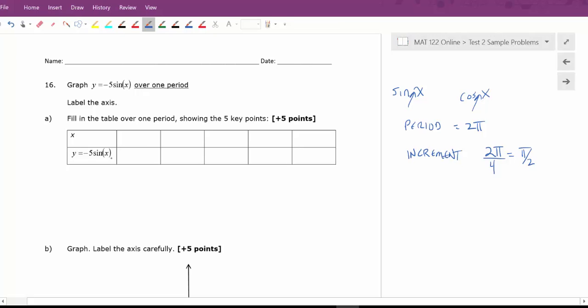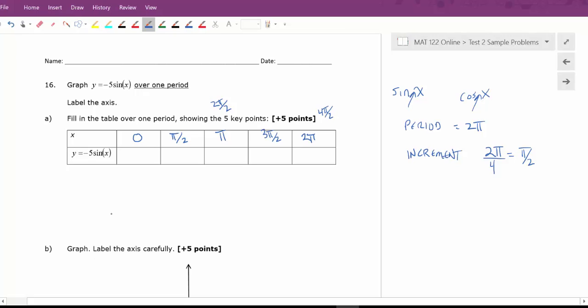So I'm just going to start at 0. There's no phase shift or anything. So let's just start at 0 and count out by this increment. Pi over 2, then 2 pi over 2, which is pi. Then 3 pi over 2. And eventually we'd get up to 4 pi over 2, which is 2 pi. Okay. Then what we're going to do is just work out the details of this.